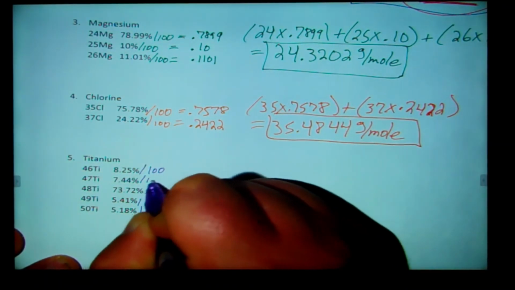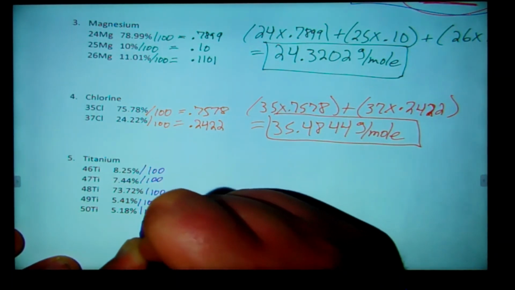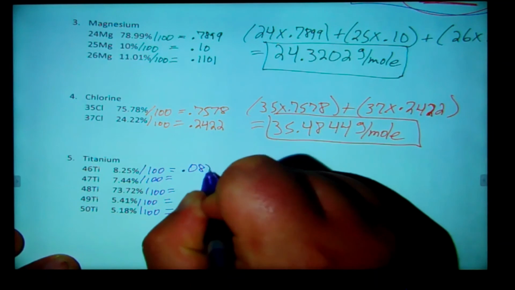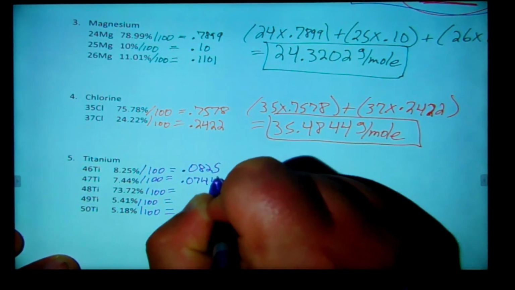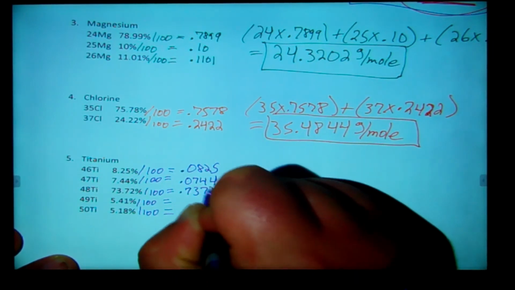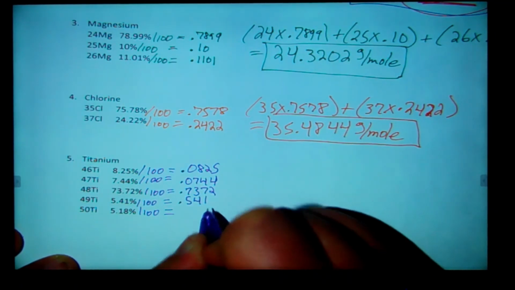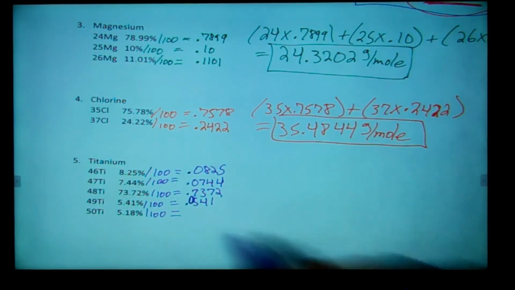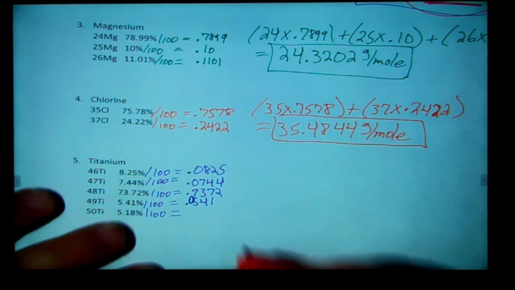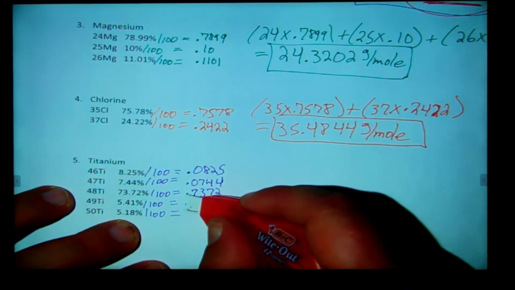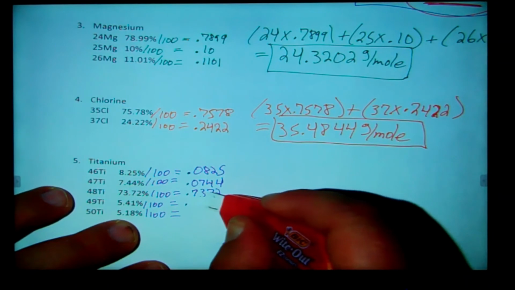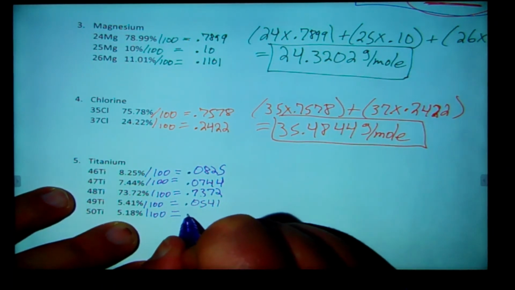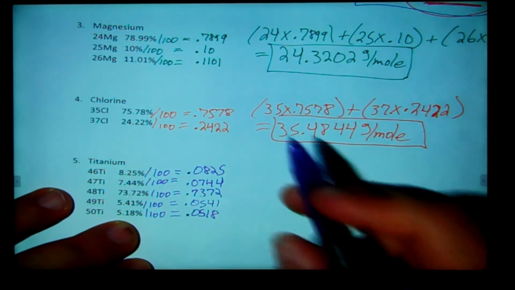So divide these all by 100 to get the decimal of our percent abundance. So 0.0825, 0.0744, 0.7372, 0.0541, 0.0, I'm sorry, that should be a 0 there. That should be a 0.054. I just need to white it out. I need to do it right. I apologize. Caught my mistake. 0.0541, 0.0518.